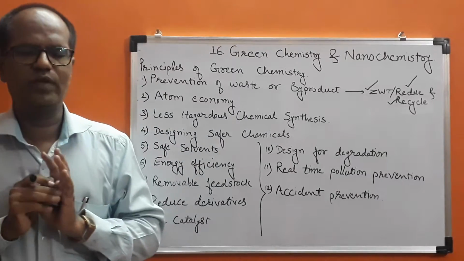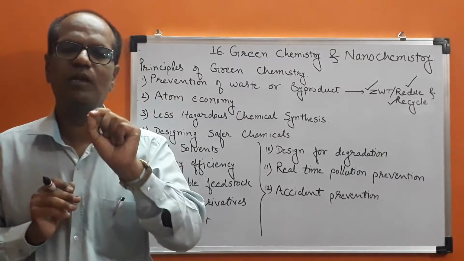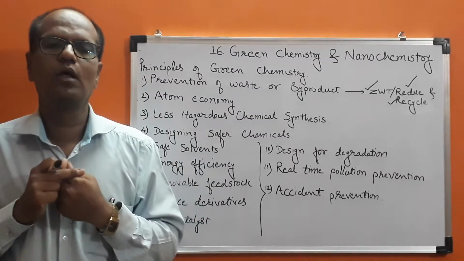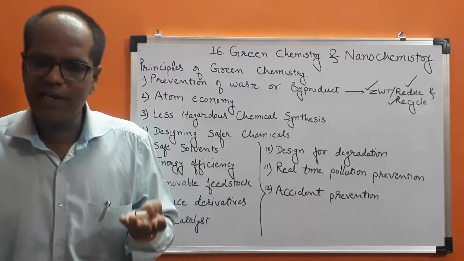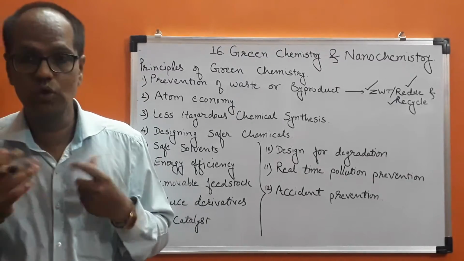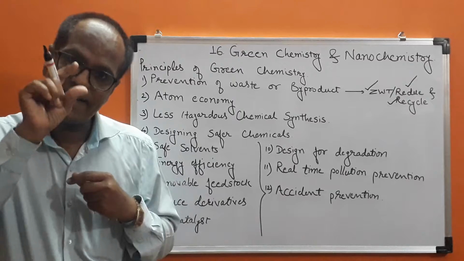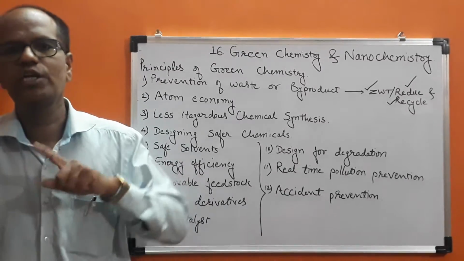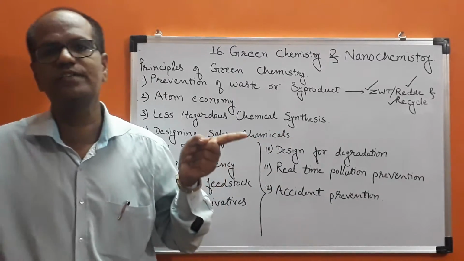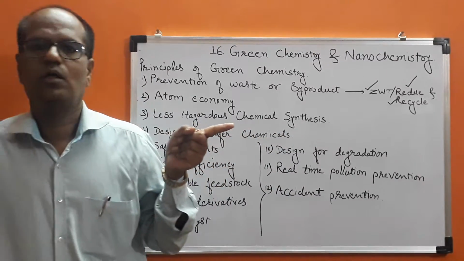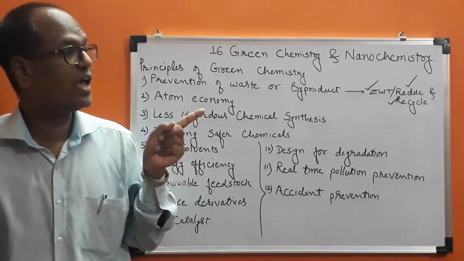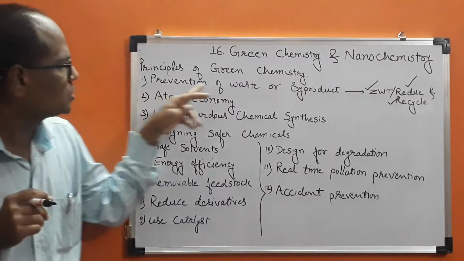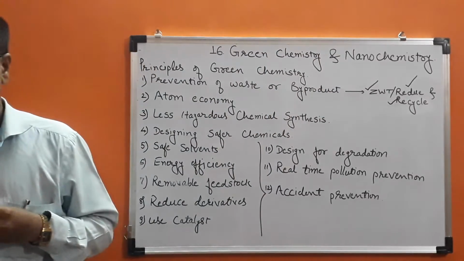For example, I tell you one thing. The bottom ash of thermal power plants, whatever ash we are getting after burning the coal, we cannot eliminate the ash. So what to do? Let us use that ash in a very innovative manner. Let us use that ash in the brick industry. Means in the brick industry, it is one of the reactants, one of the starting materials. Means we have used the ash, right? In this way, we can handle this prevention of waste or byproduct, right?